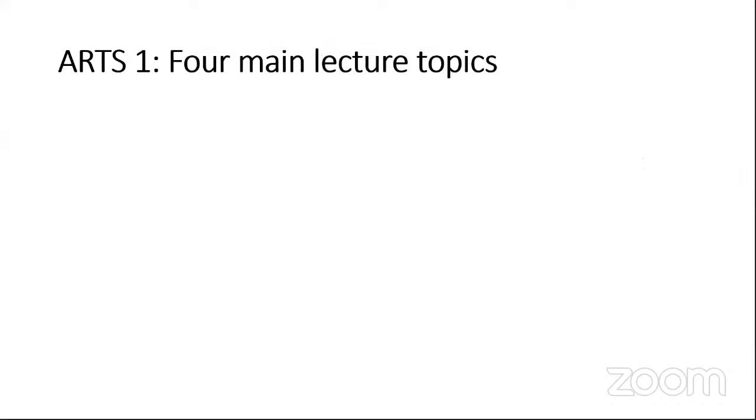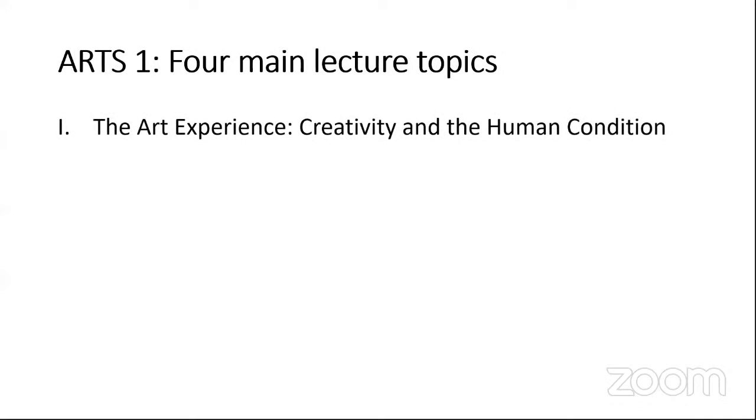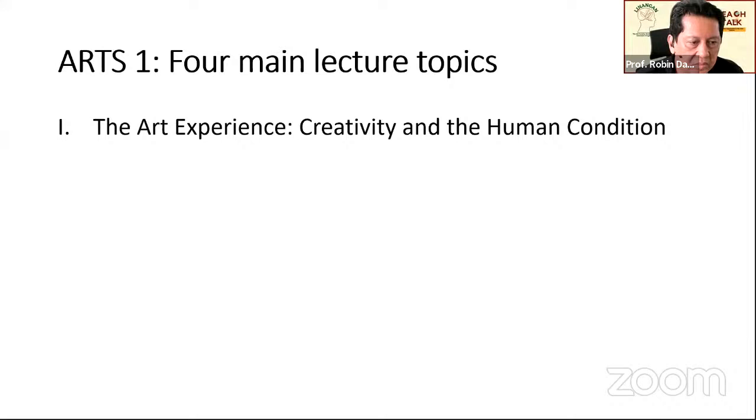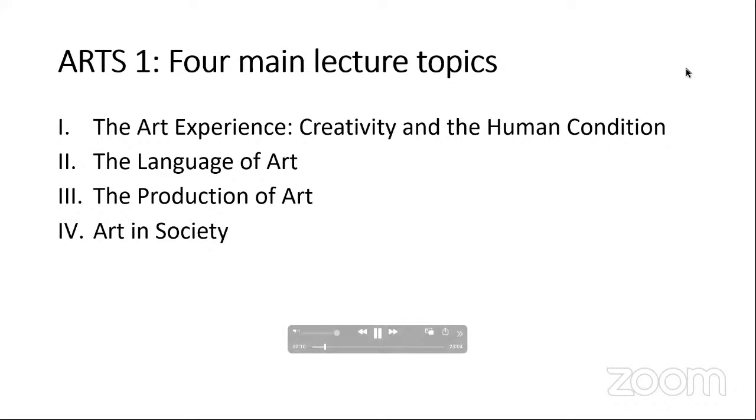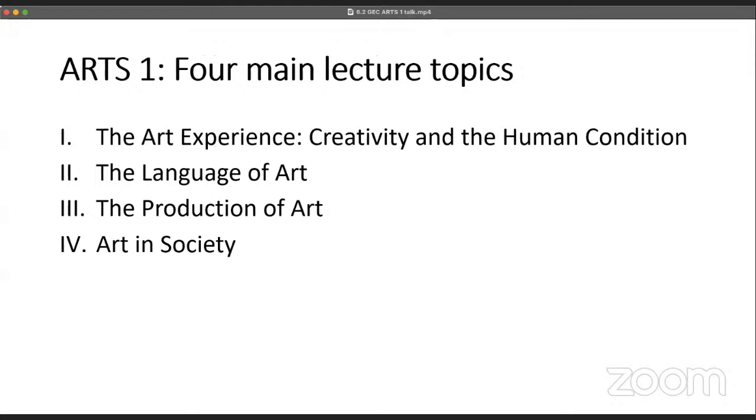The GE objectives and Arts 1 course outcomes inform the four main topics of Arts 1. Number 1, the art experience, creativity, and the human condition. 2, the language of art. 3, the production of art, and 4, art in society. While Arts 1 was formulated and proposed by the Department of Art Studies, to quote the University Council approved syllabus, the course outline is broad enough to accommodate and understand the different art forms, literary arts, media arts, performative arts, and visual arts, in global and local contexts.